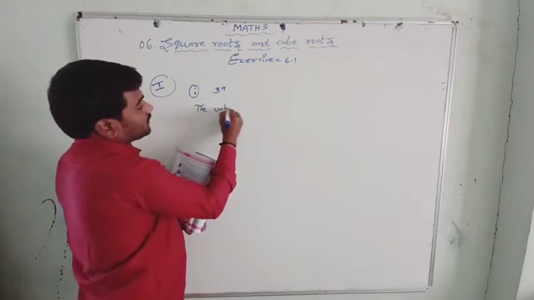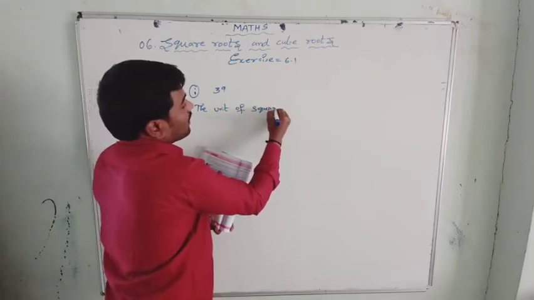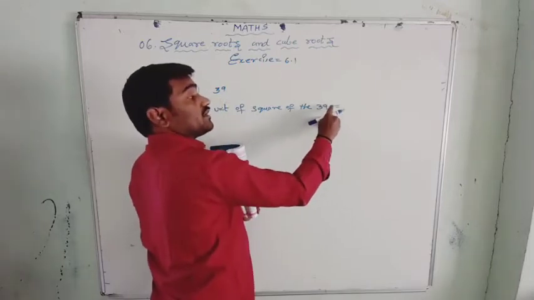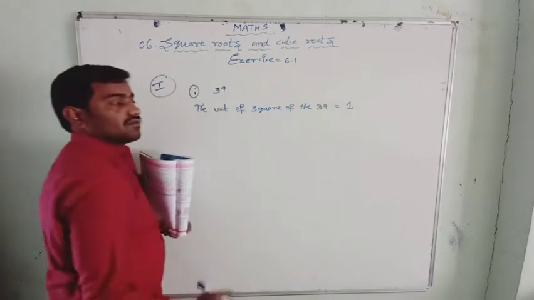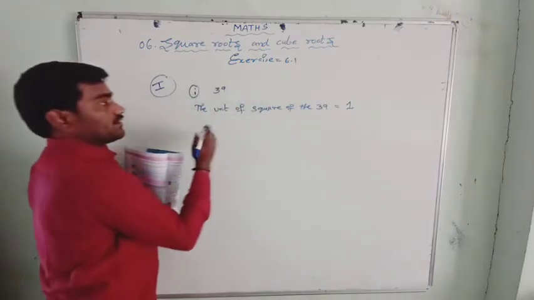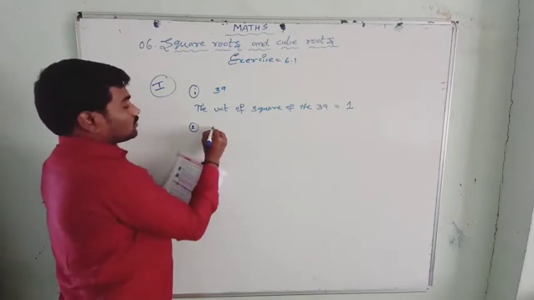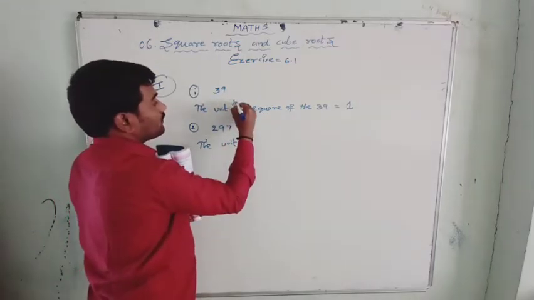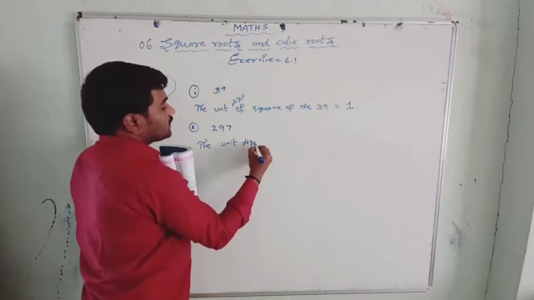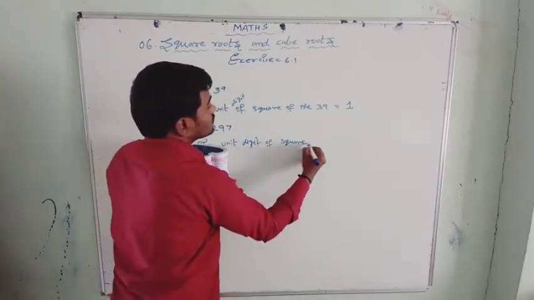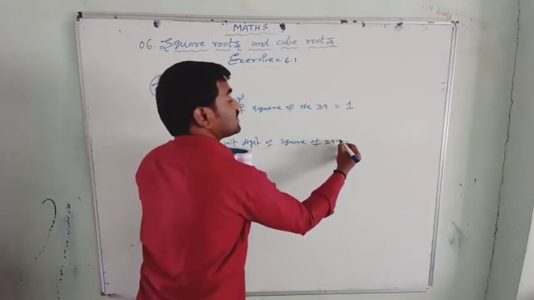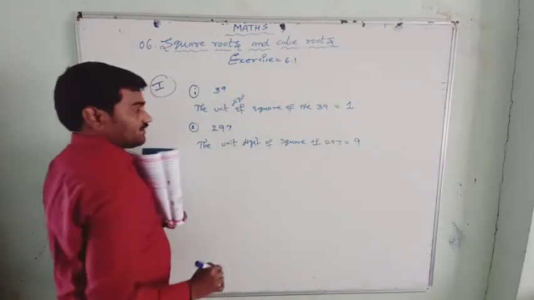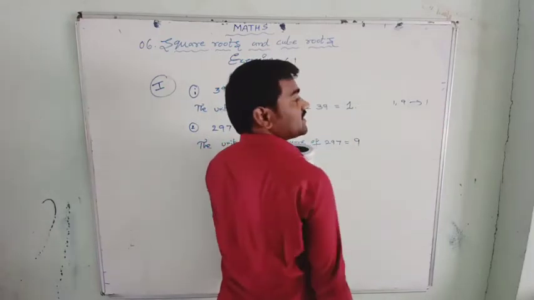The unit digit of the square of 39: here 9 square, so the unit digit will be 1. Next, the second one is 279. The unit digit of the square of 279: here 9 square, 7 square you do it, and you will get 9. So 3 and 7 will end with the unit digit 9, and I told you 1 and 9 will end with the unit digit 1.